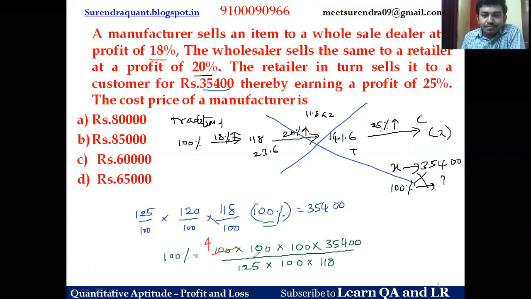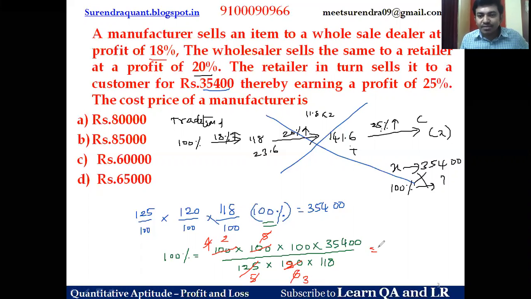25 4s are 100, 25 5s are 125. Sorry, this is 125, 120, right? This is 120, friends. So 20, 25s are 5, right? See this, 5 5 cancel. 2 2s are 4, 2 3s are 6.